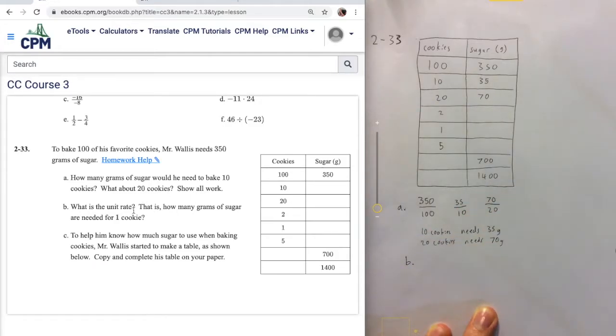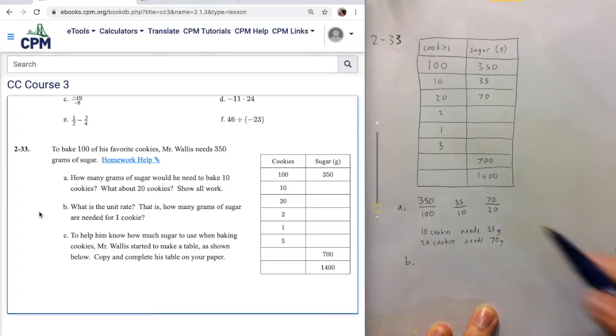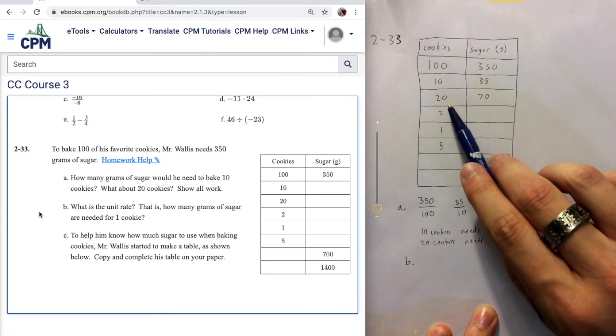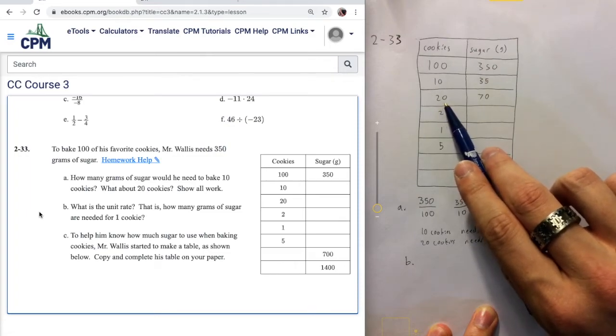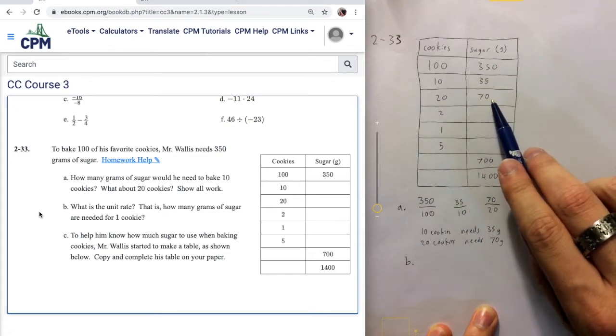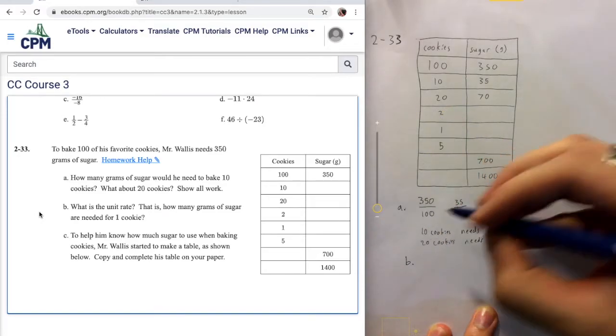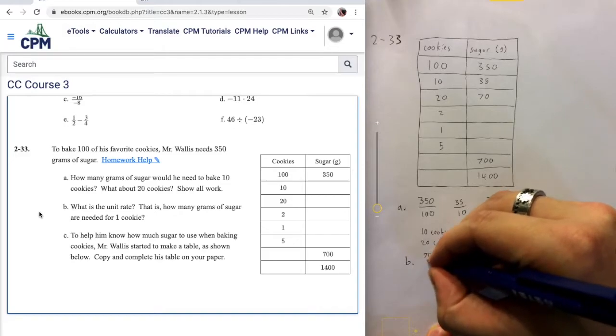What is the unit rate? So that essentially says, as it says here, how many grams of sugar do you need for one cookie? So we can use what we've already done to solve that. So here it has 20 cookies equals 70 grams. So the next one is 2 cookies. So let's write that down. So we have 70 over 20.